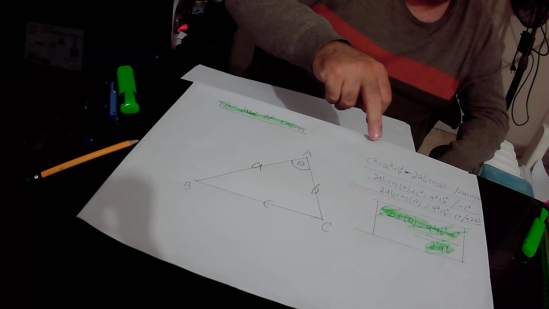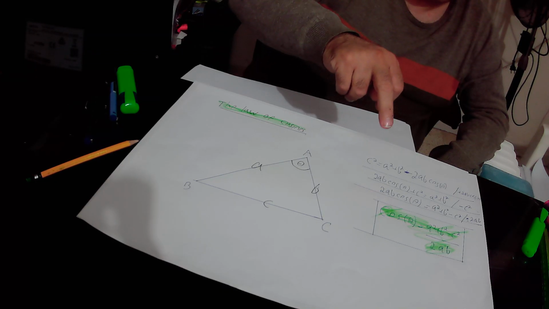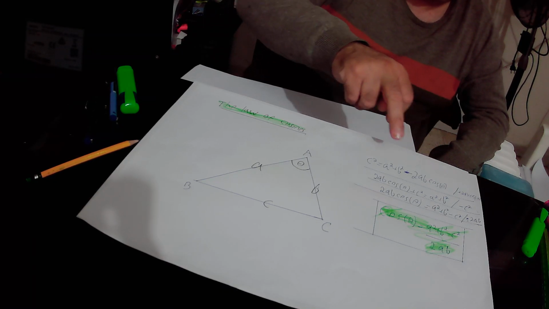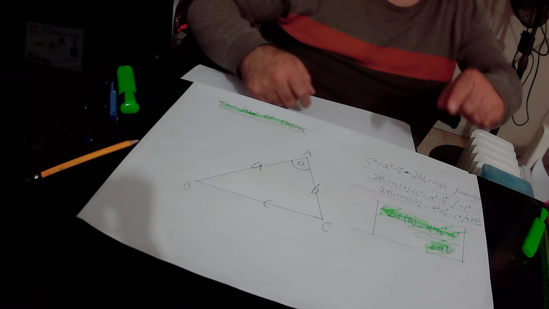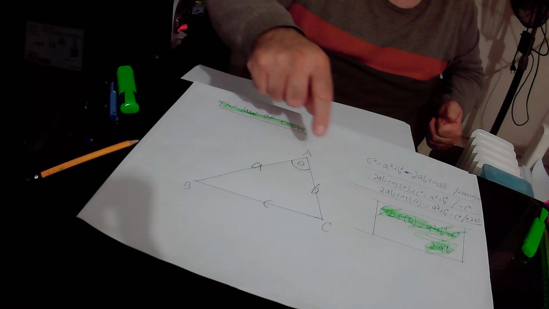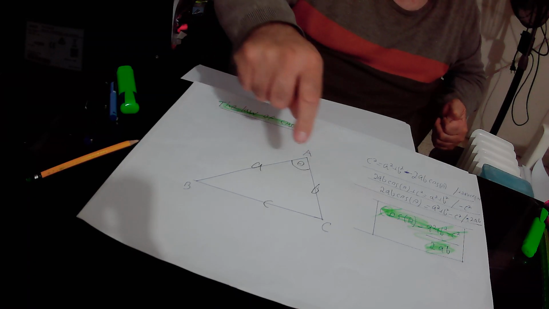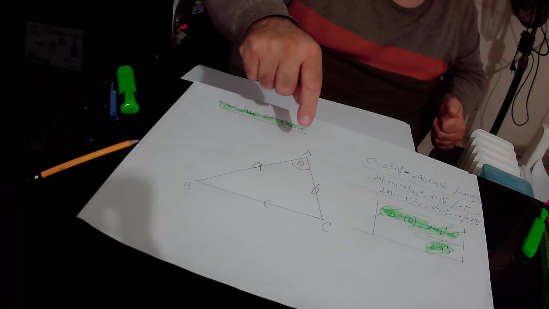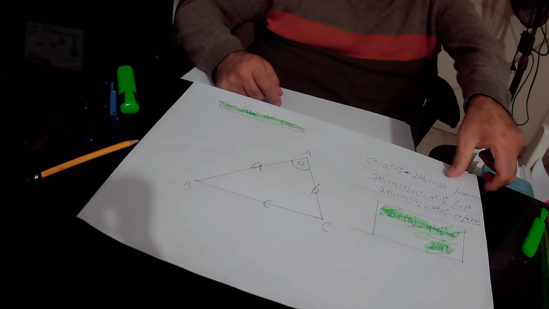It is very easy to arrive from this equation to this equation: cosine theta equals A squared plus B squared minus C squared over 2 times A times B. Again, cosine theta equals A squared plus B squared minus C squared over 2 times A times B. Okay.